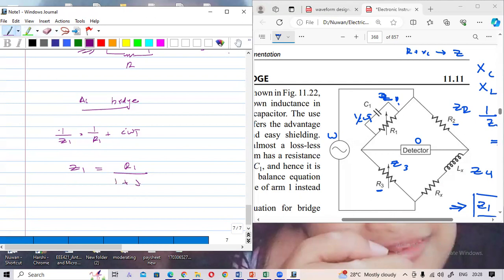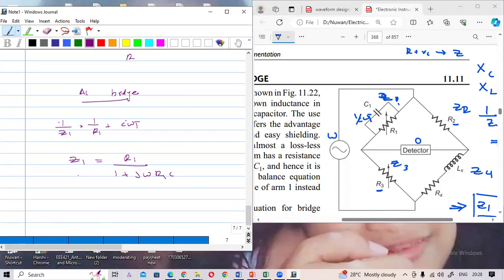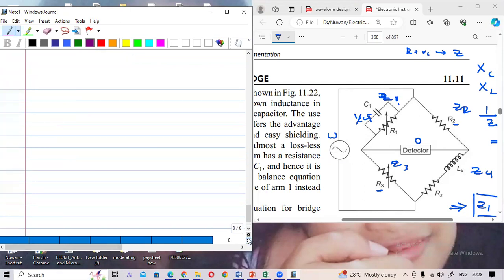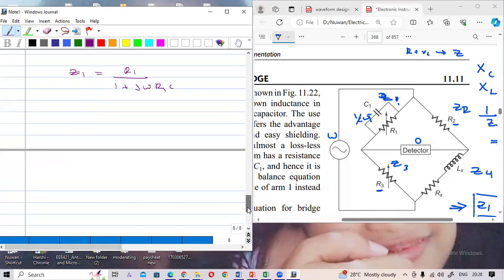1 plus j omega R1c. Okay, so this is Z1. So you can write that expression: Z1 divided by Z3 is equal to Z2 divided by Z4.